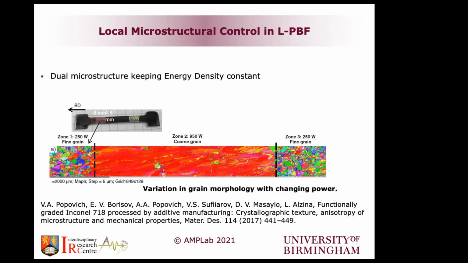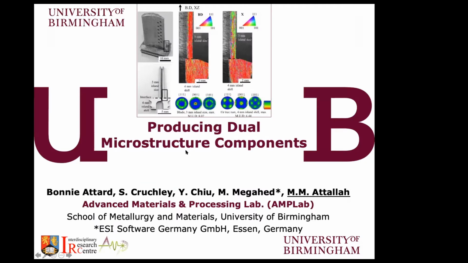So the first case study I'll talk about briefly, as much as I can, is the case of using dual microstructure components via laser powder bed. This work was published in Additive Manufacturing, where we looked into creating a blade that has 2 different microstructures at the root and on the blade end, where in this case we looked mainly into changing the scanning strategy and other process parameters.